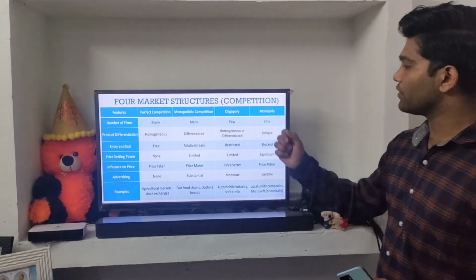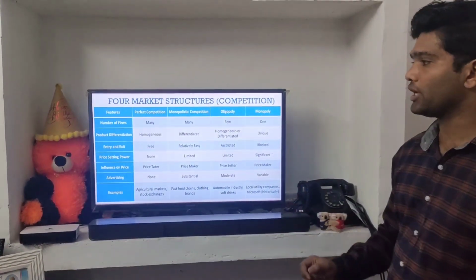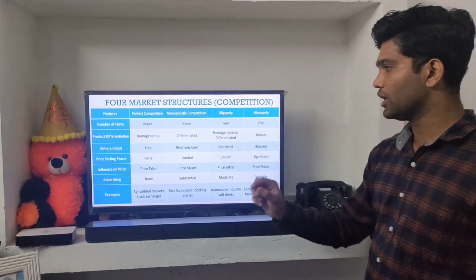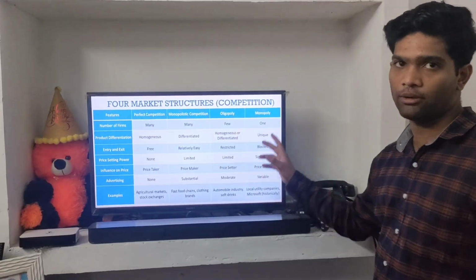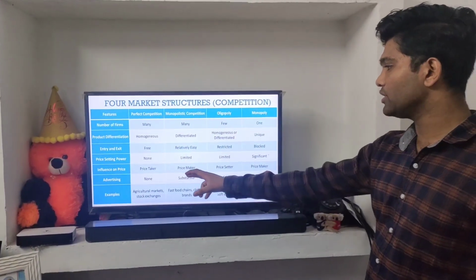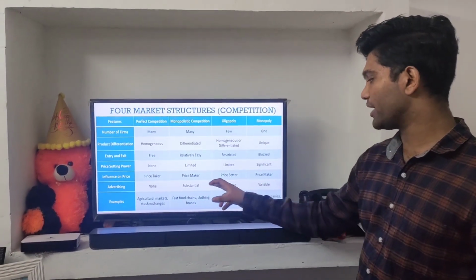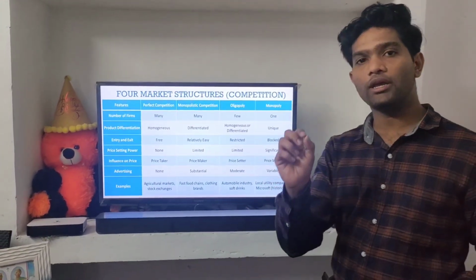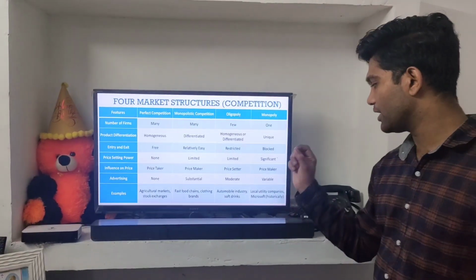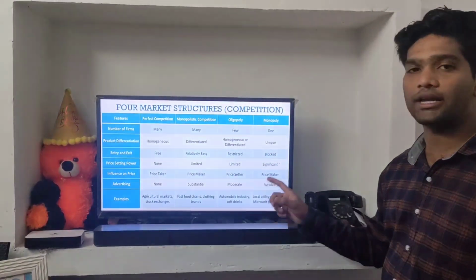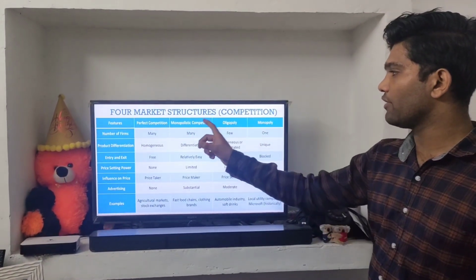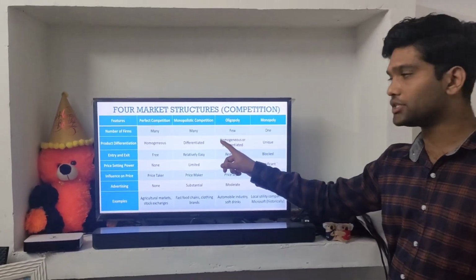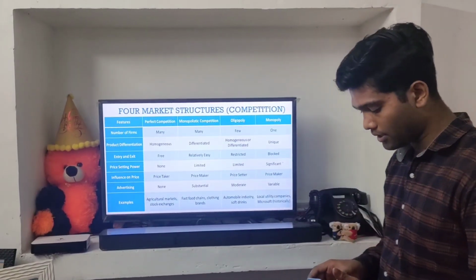The fourth one is monopoly. In monopoly, the number of firms is 1, the product is unique, entry and exit are blocked, and the firm is a price maker. Advertising is variable. We look at monopoly examples: local utility companies and Microsoft historically. So these are the 4 market structures under the markets: perfect competition, monopolistic competition, oligopoly, and monopoly.